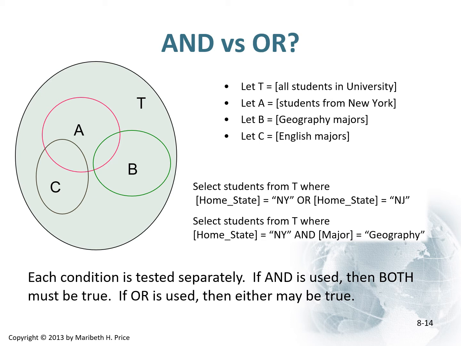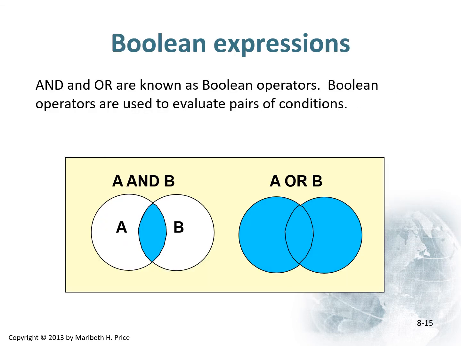So when you're looking for home state equals New York or New Jersey, then if they're from New York or New Jersey, they would be selected. If you use the and function, they would have to be from New York and New Jersey, which would be kind of hard to do since you can really only be from one place. Boolean expressions are the classic 1, 0, yes, no, binary, true, false kind of statements.